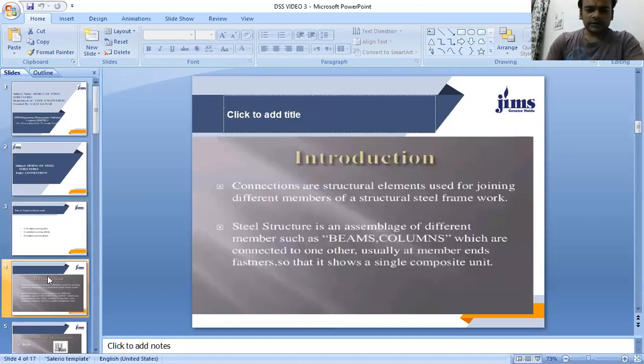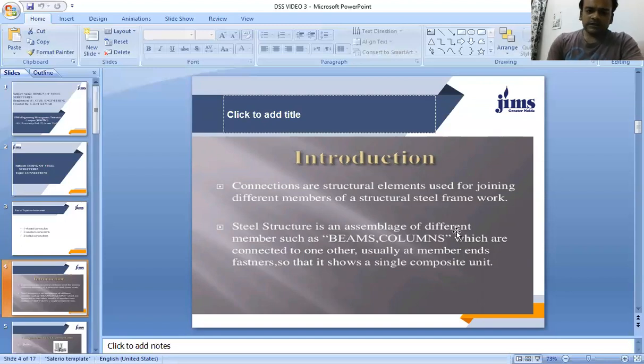Starting with the connection, I'll go with the introduction part. The connections are structural elements used for joining different members of structural steel frames. When we need to join two or more members to make a composite or a single member, we need a connection. Like you need to connect the roof to the beam, or the column to the beam, or the walls or other parts. We need to make a connection so it will act as a single unit.